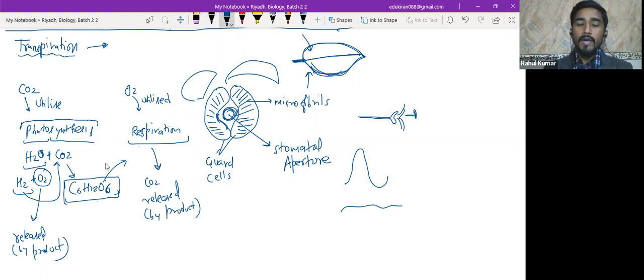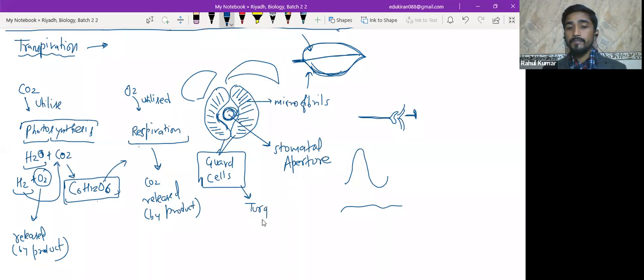And how do they open and close? Write down: this opening and closing is regulated by the turgidity. Remember turgor pressure? I told you about turgor pressure or turgidity. The turgidity of the guard cells.